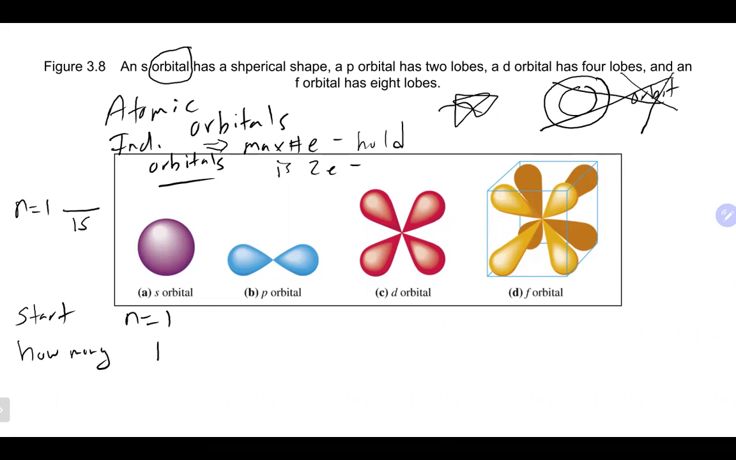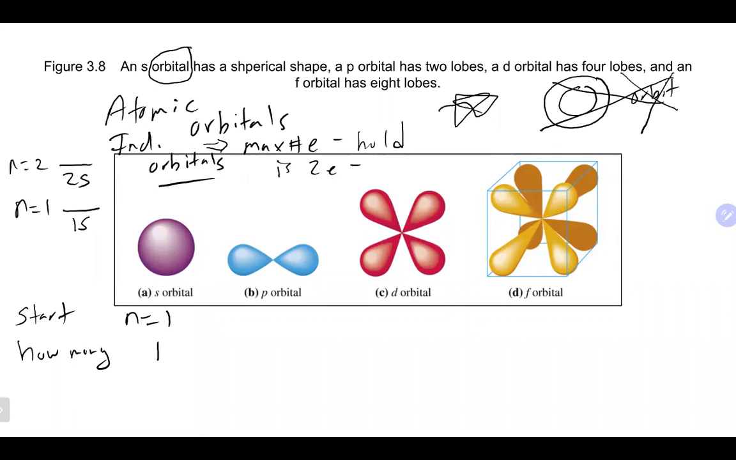The s orbitals are also found on every energy level after that. So if you go to the second energy level, you would find a 2s orbital. The 2 meaning obviously it's on the second energy level and it's an s orbital. They have the same sort of theoretical shape. They just get larger as you build up each energy level.